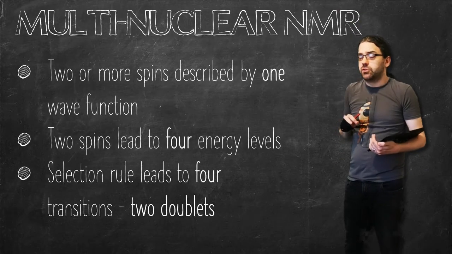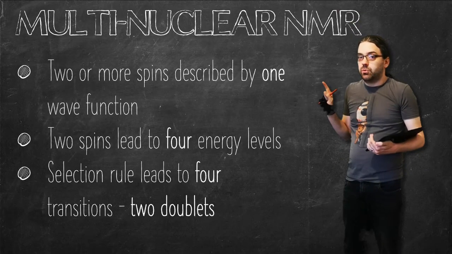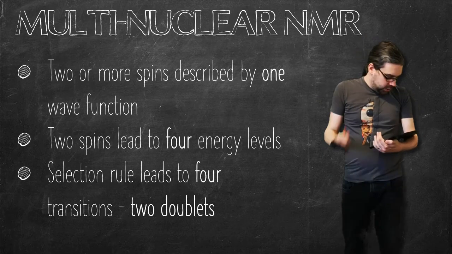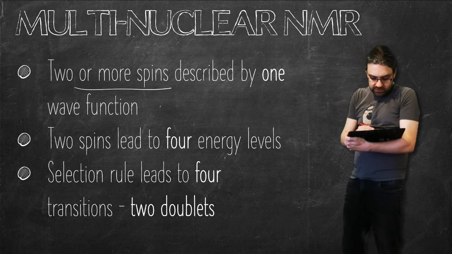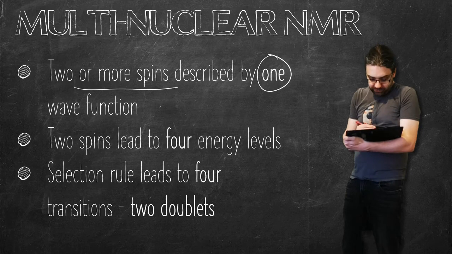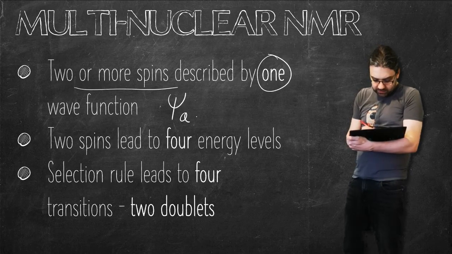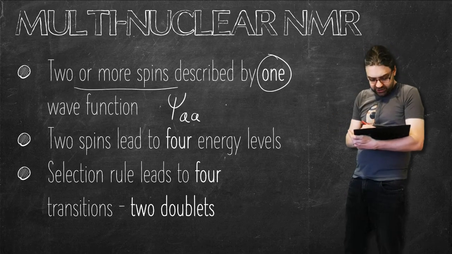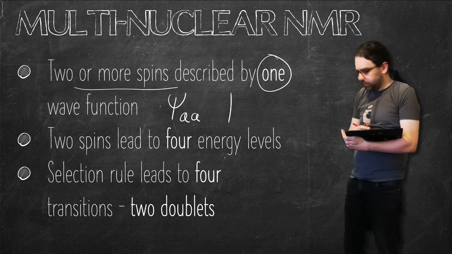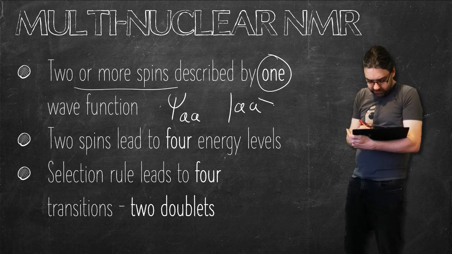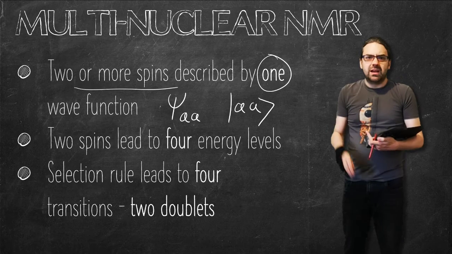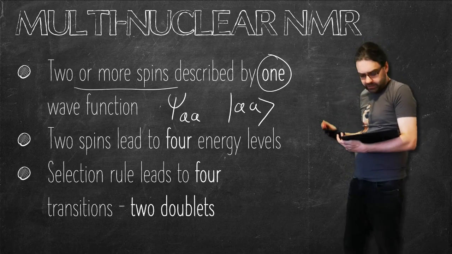That's going to have some consequences in the final lecture when we talk parahydrogen. So two or more spins are going to be described by just one wave function. We're labeling that psi alpha alpha. Occasionally, if you want, I'll put it in for completeness. We'll occasionally put it in Dirac notation. We could do that next term if you're interested.